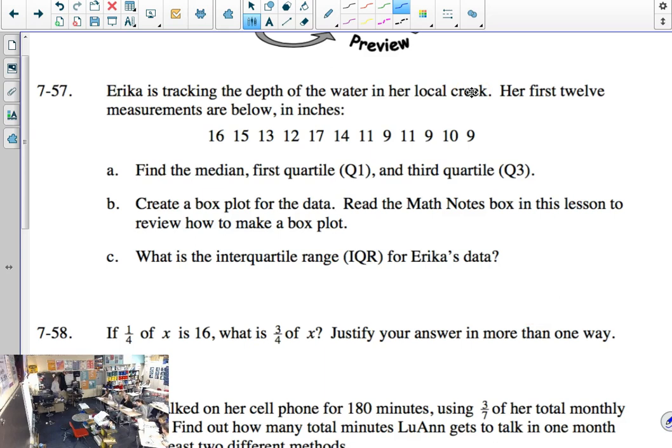So the first thing we have to do, and probably the most annoying thing, is put the data in order and make sure that we don't miss any of our data points.